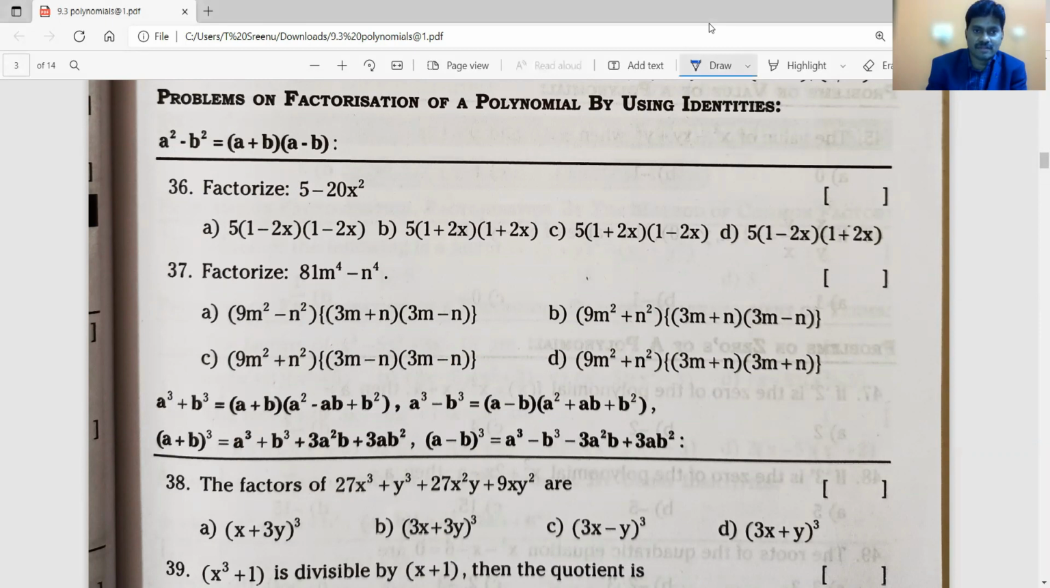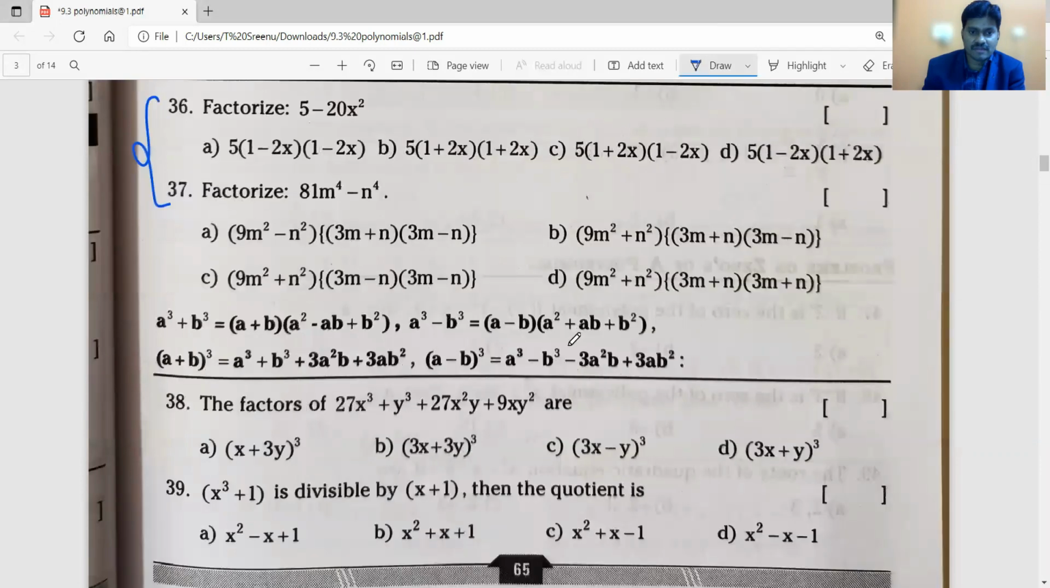A square minus B square, it's very simple for you. Okay, now 36, 37, just make it quick. 36, 37, 39, 40, 38, 39, please make it. Quotient in the sense, 39 also factorization. Quotient means it is also factorization. Okay, please do it. Akash, over? What are you doing, Akash?